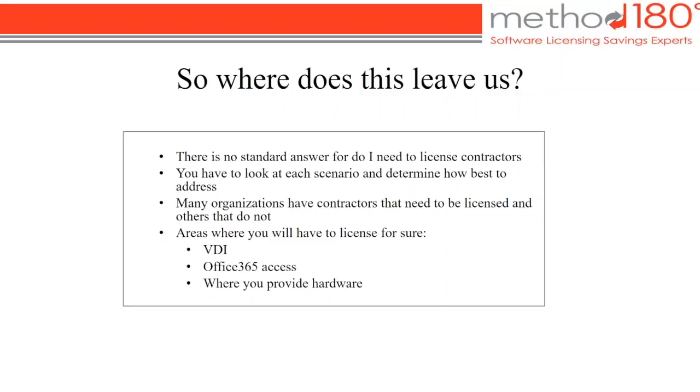Now there are certain scenarios where if the organization itself has contractors, you may have some contractors that need to be licensed and others that do not, okay? Areas that are going to be direct, you're probably not going to be able to get out of licensing them, or if you're doing VDI, you're definitely going to be in for Windows and Office. You can sometimes make an argument with Microsoft around some of the CALs there, but Windows, if Office is in that VDI, you're probably going to be stuck there.